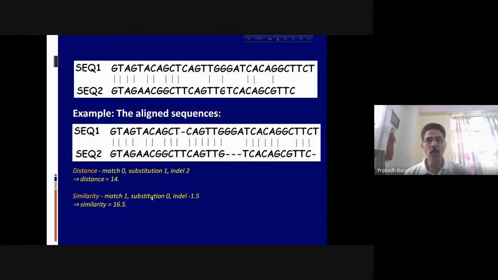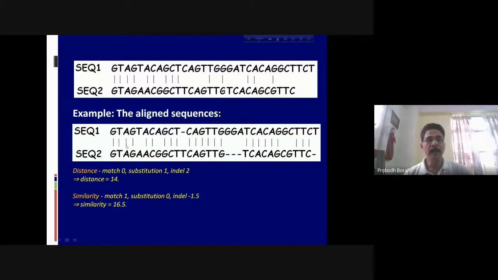So similarity score will be 0. Then insertion deletion indicates more dissimilarity between the sequences, and therefore similarity score will be negative. So let us take it as minus 1.5. If you take this particular scoring matrix for measurement of similarity, the same two sequences can be also aligned, and the similarity score can be measured by using this particular scale.